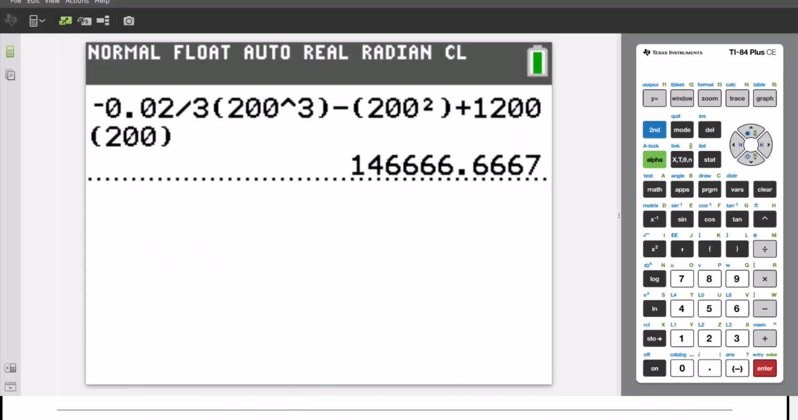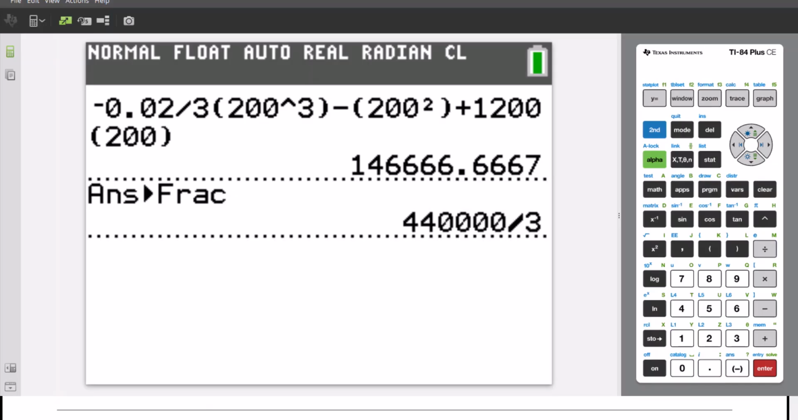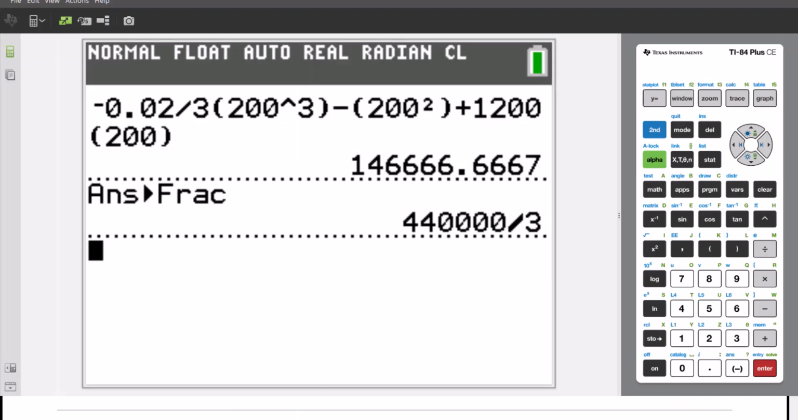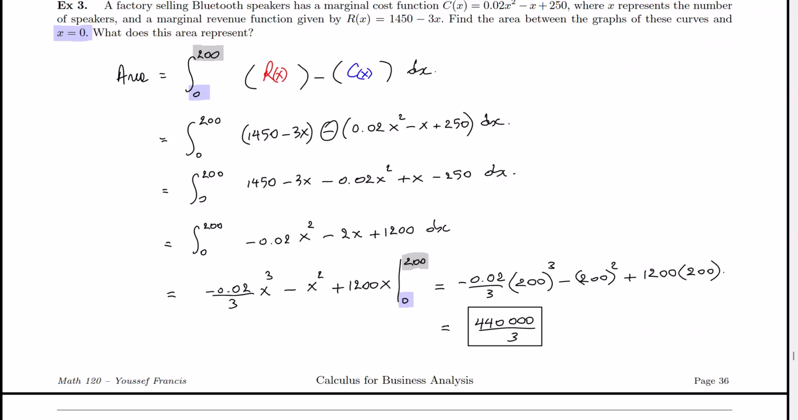And if we wanted to, we can convert this to a fraction by clicking Math 1, and it will be 440,000 divided by 3. So it's more appropriate to probably write that answer 440,000 divided by 3. This is an exact value. It's better than any decimal that we can get. So that's why I'm going to leave my answer in this format. Just let me make sure that we got the right numbers, 44 and then 4 zeros. And so, yes. Now, what does this number represent? This basically represents the net profit for the 200 speakers that were sold.